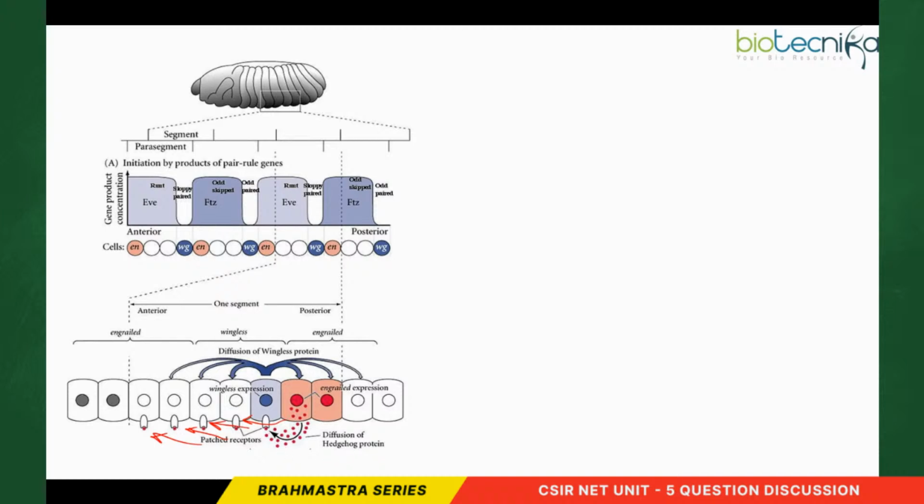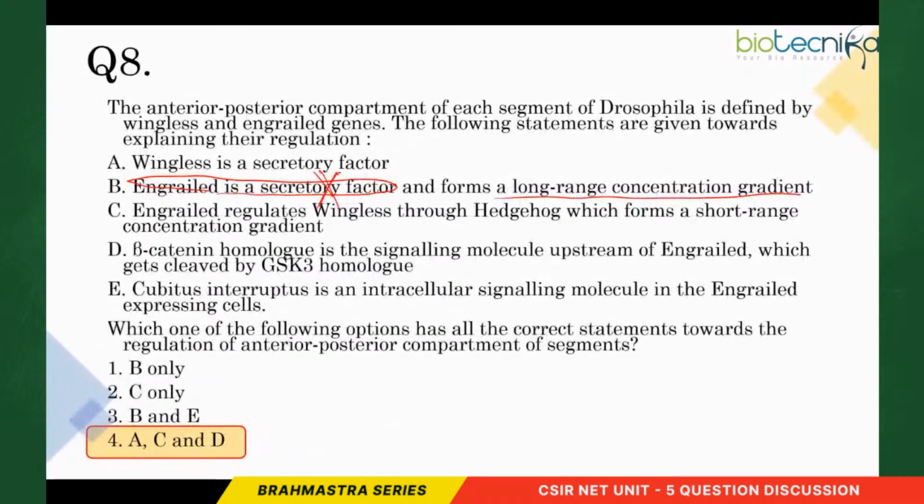But yes, the expression of wingless will be only in the cell which receives the highest concentration of hedgehog. So in that way, this diagram is given over here. Don't go by this diagram, okay? So yes, hedgehog is a secretory factor and forms a long range concentration gradient. So it works in a concentration manner, meaning whichever cell receives the highest concentration of hedgehog will release the wingless.